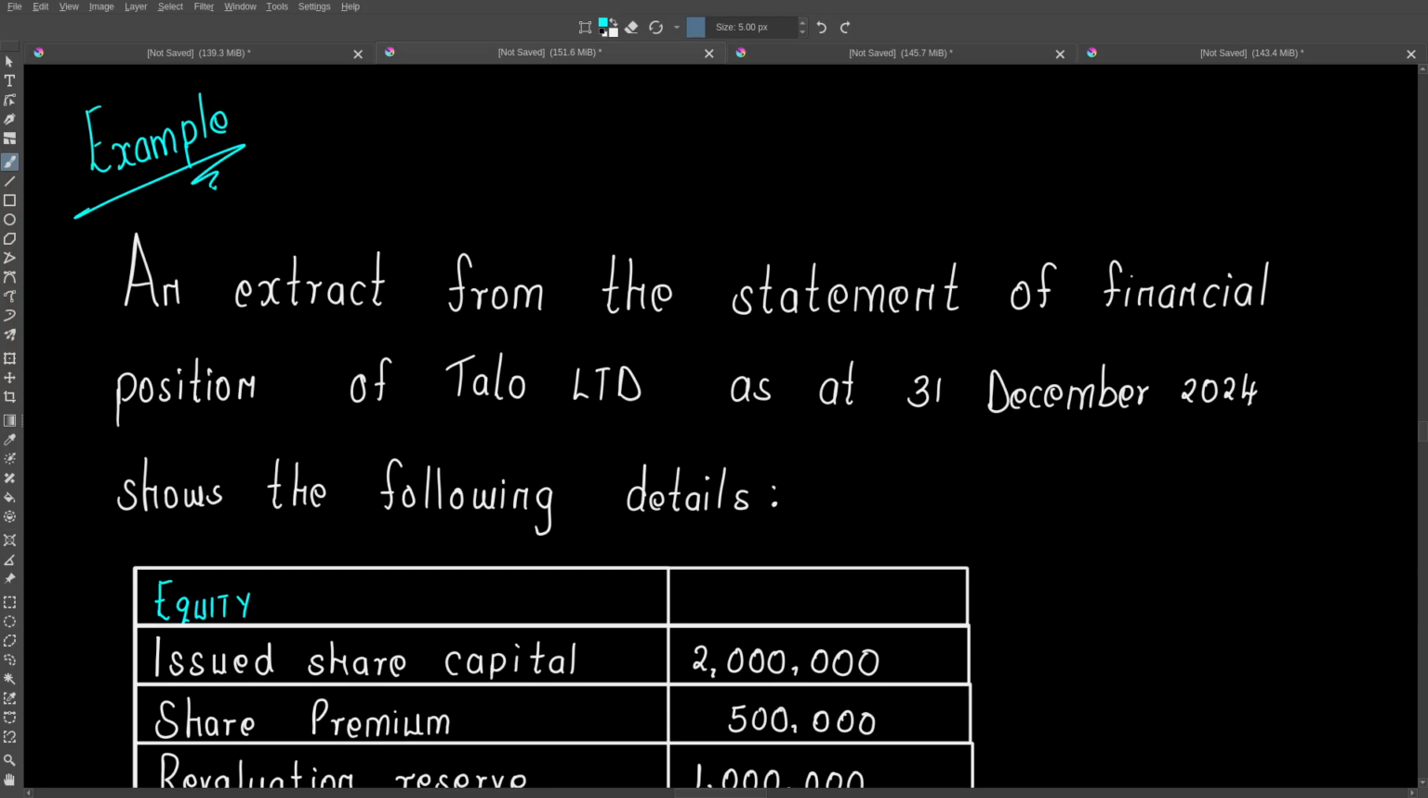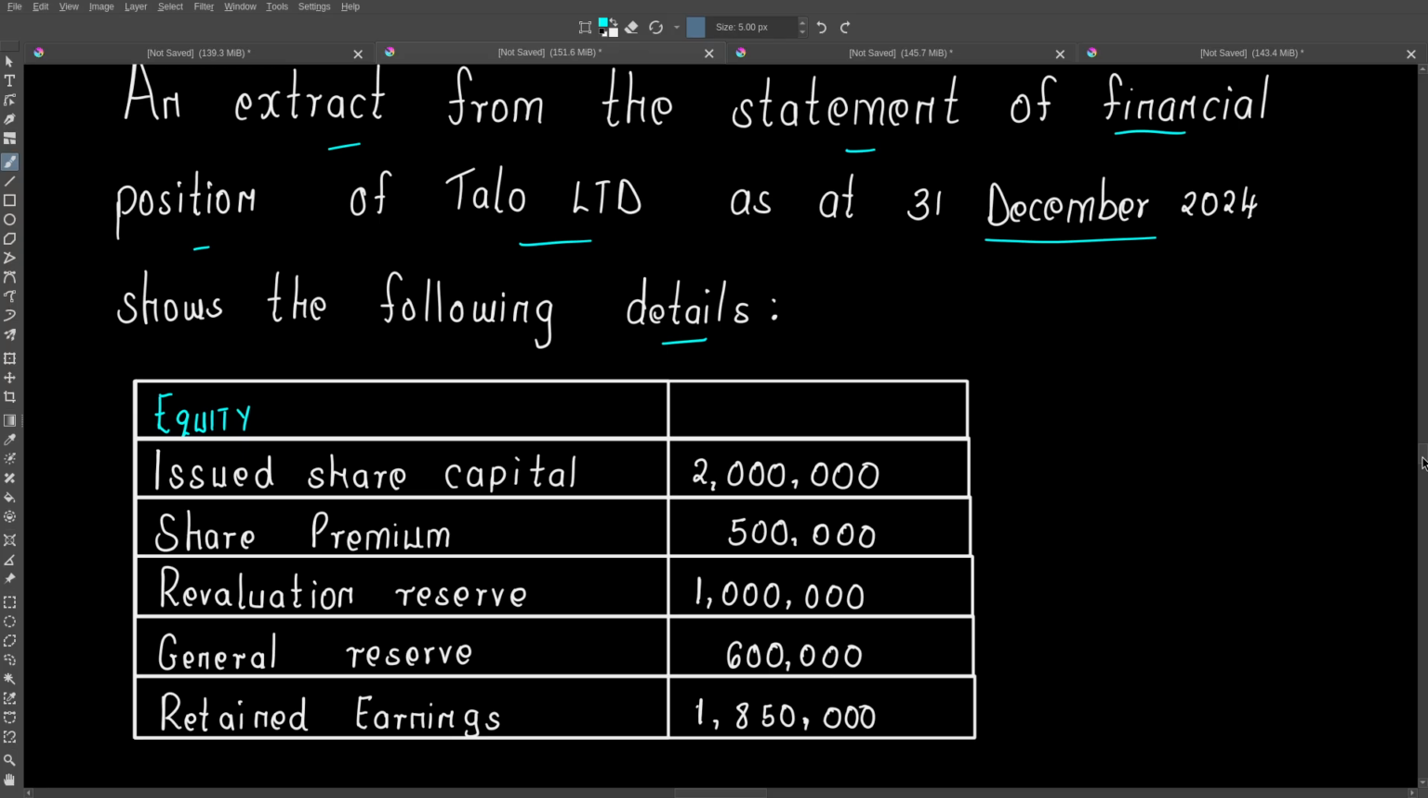Now let us look at this question. We are told an extract from the statement of financial position of Talo Limited as at 31st December 2024 shows the following details. So we have been given an extract of the balance sheet for Talo Limited as at 31st December 2024. Basically, they have given us an extract of the equity part. Remember, the balance sheet usually has the assets part, then the equity part, and the liabilities. They have given us only the equity part because that is what we are looking at.